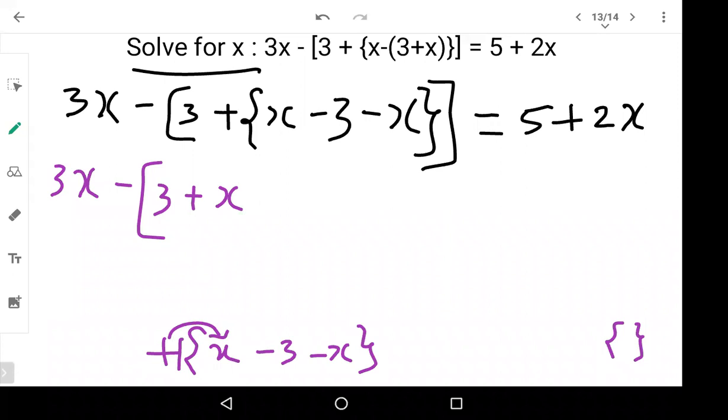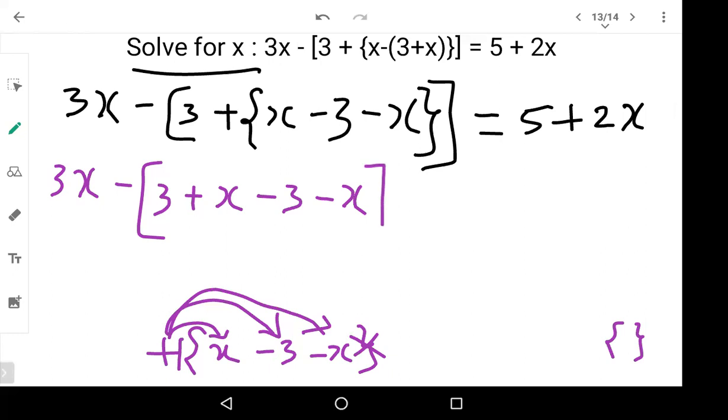Now help me solve the problem. Plus 1 into x is plus x. Plus 1 into minus 3. Plus 1 into minus 3 is still minus 3. Plus 1 into minus x. Plus 1 into minus x is also minus x. Now after this, there is no flower bracket. We have removed it. So there is only box brackets or rectangular brackets. Then is equal to 5 plus 2x.